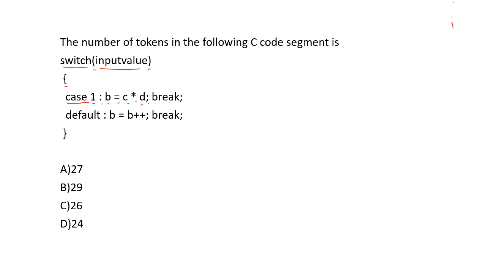semicolon would be 14, break would be 15, semicolon would be 16, default would be 17, colon would be 18, B would be 19, equal to would be 20, B would be 21, plus plus would be 22, semicolon would be 23, break would be 24, semicolon would be 25, and closed curly brace would be 26.